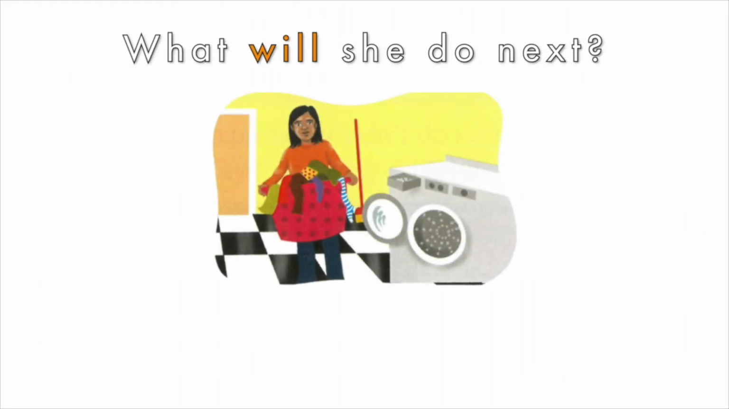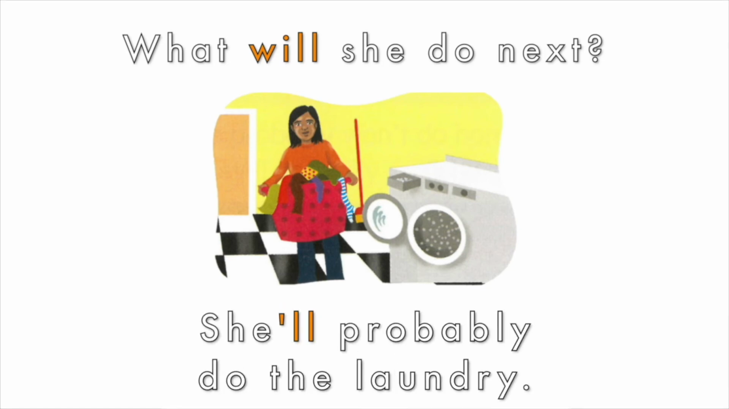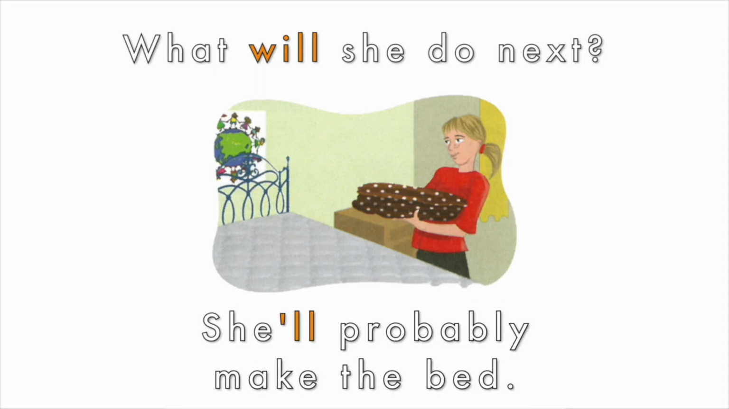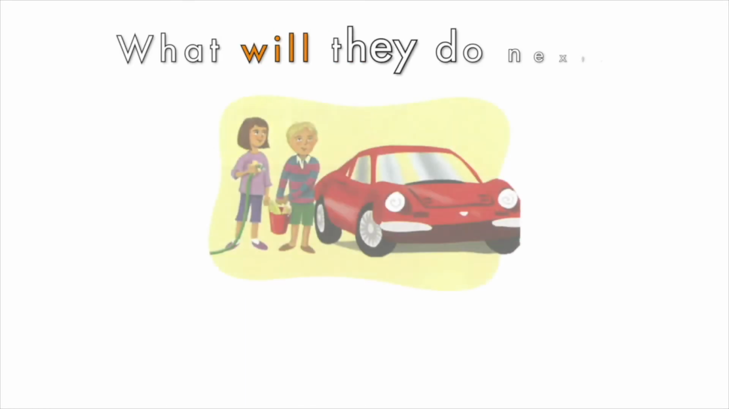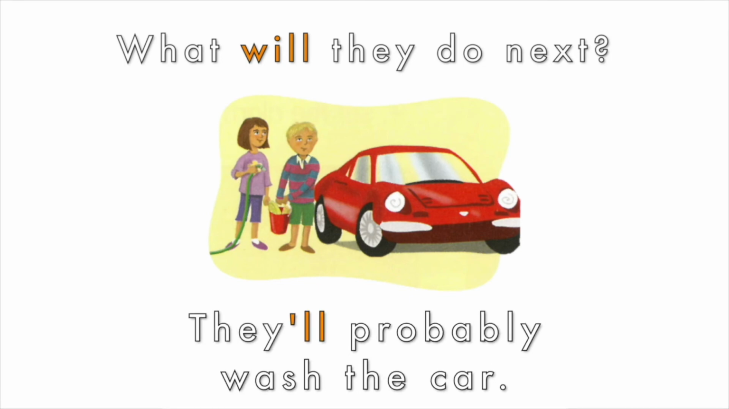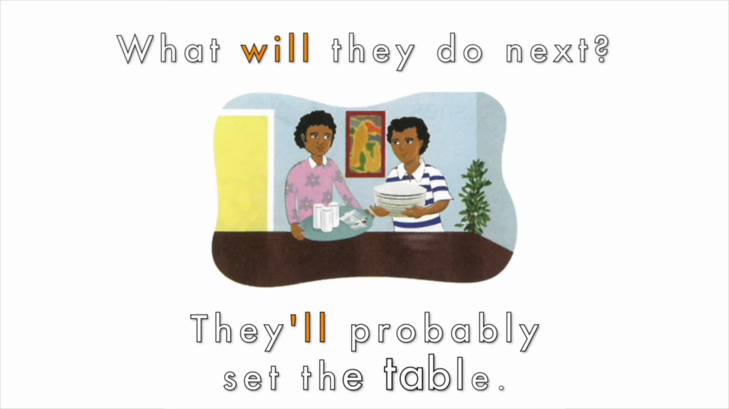Very great job! Now, let's practice more future tenses. What will she do next? She'll probably do the laundry. What will she do next? She'll probably make the bed. What will they do next? They'll probably wash the car. What will they do next? They'll probably set the table.